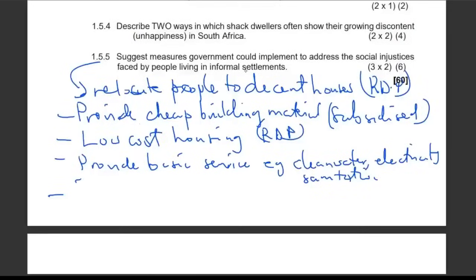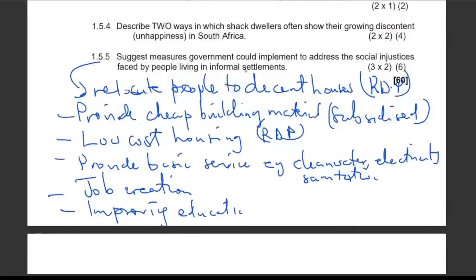And also we can look at job creation. The government must try to create jobs to accommodate those people. And we can also talk of things like improving the education of the people and also upgrading the skills of the people, because some of the major causes is that the people do lack skills that are required by employers, and also some of them, they do lack education. So they need to access education so that they become employable, and as a result, they can also find a gainful way of finding income.